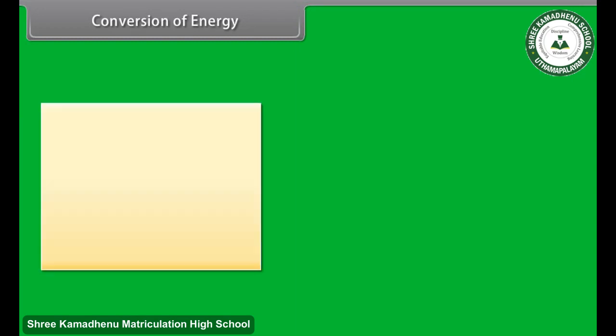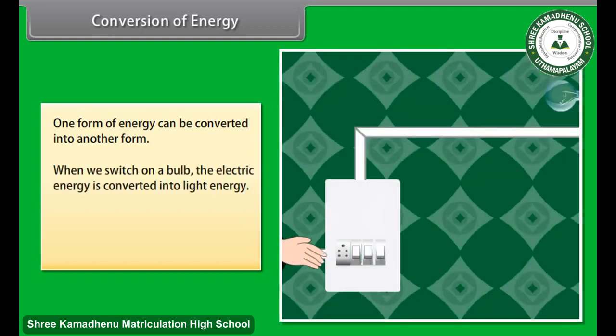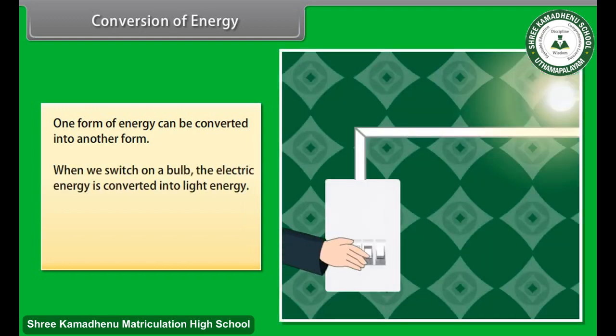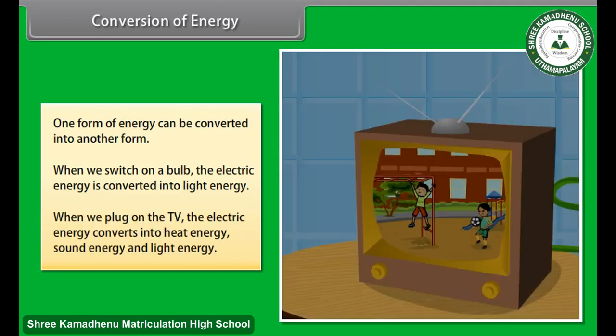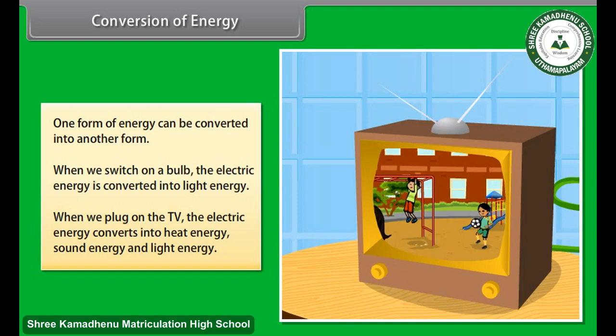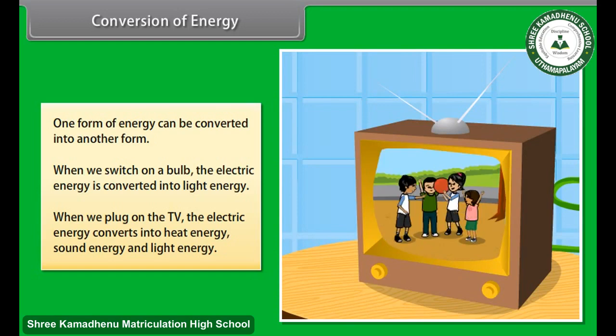Conversion of energy. Answer one question now. Can we convert energy from one form to another? Yes, one form of energy can be converted into another form. Let's take a small example. When we switch on a bulb, the electric energy is converted into light energy. Similarly, when we plug in a TV, the electric energy converts into heat energy, sound energy, and light energy.